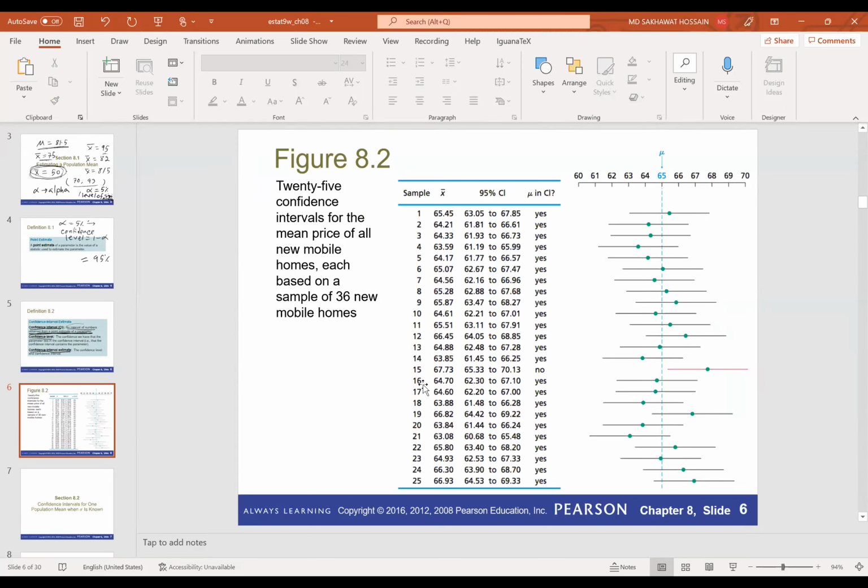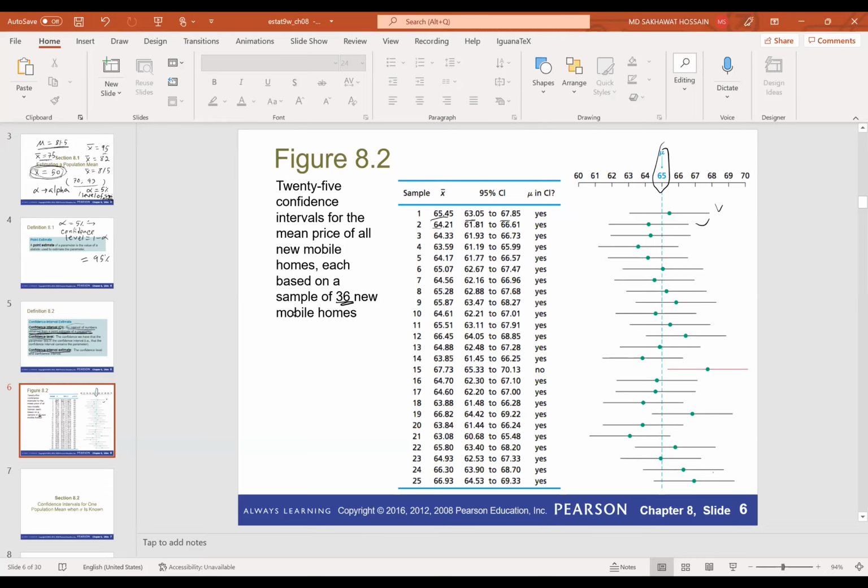Okay, so now here you can see 25 confidence intervals for the mean price of all new mobile homes. We have the data for mobile homes, and we collected 25 samples with sample size 36. We calculated the sample mean for each one, and it was 65, 64 for the second one, 64, like this. Then we constructed the confidence interval for each sample. Our population mean was mu, which is 65. Now we construct an interval for mu. For the first sample, we found 63.05 to 67. This is the first interval, this is the second. So we constructed 25 intervals.